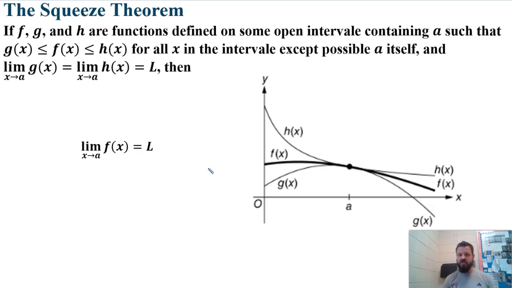So in other words, visually, like we said, g of x is always less than or equal to f of x, and h of x is always greater than or equal to f of x. And if those two functions come together and touch at x equals a, well, that means f of x has to squeeze through there and is going to have the same value for that limit.